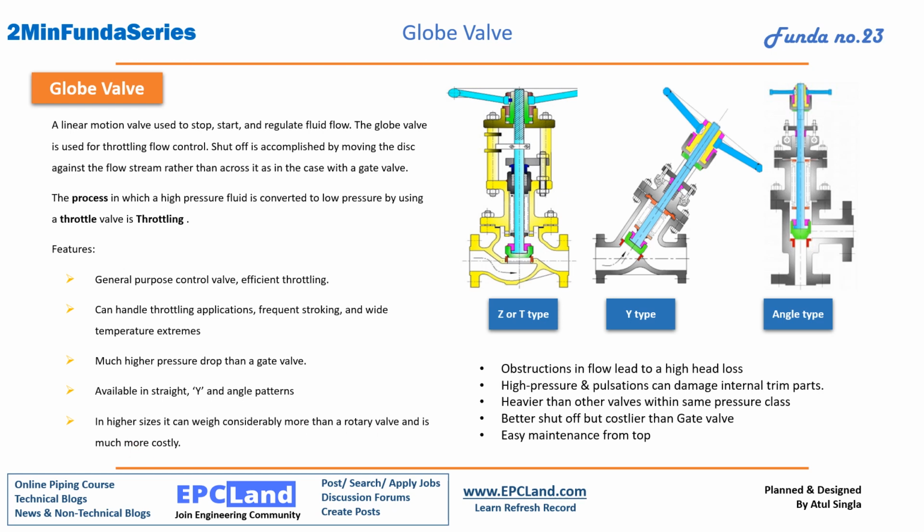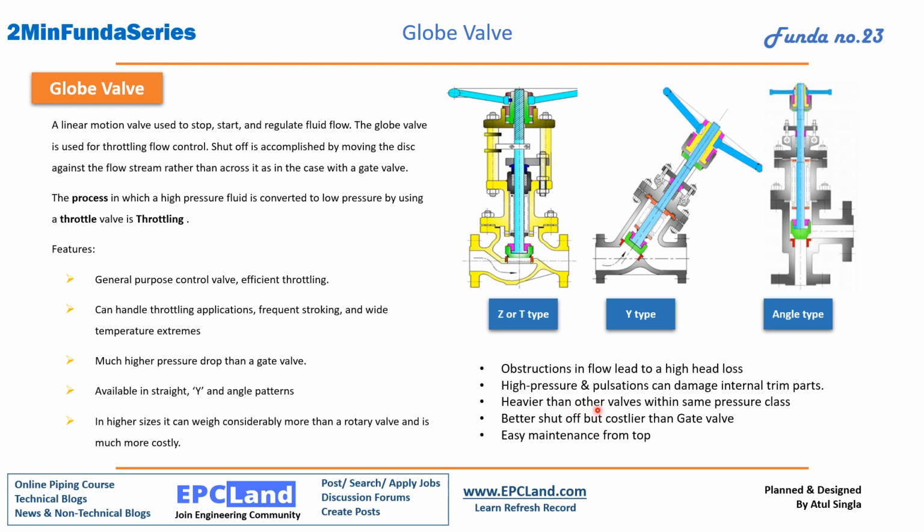So these are a few of the features, and now let us see the benefits and disadvantages of this type of valve. Obstruction in flow leads to high head loss, which we have already discussed. There is a huge pressure drop when the flow is against the movement of the closer. High pressure and pulsation can damage internal trim parts. When there is a huge pressure, the internal trim parts may get damaged.